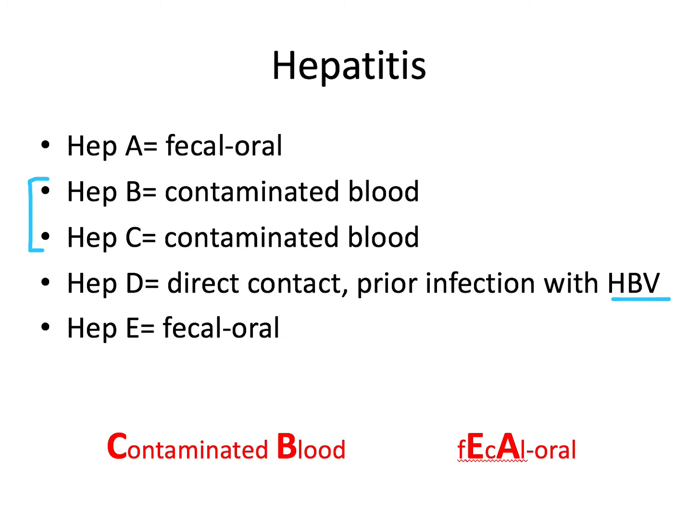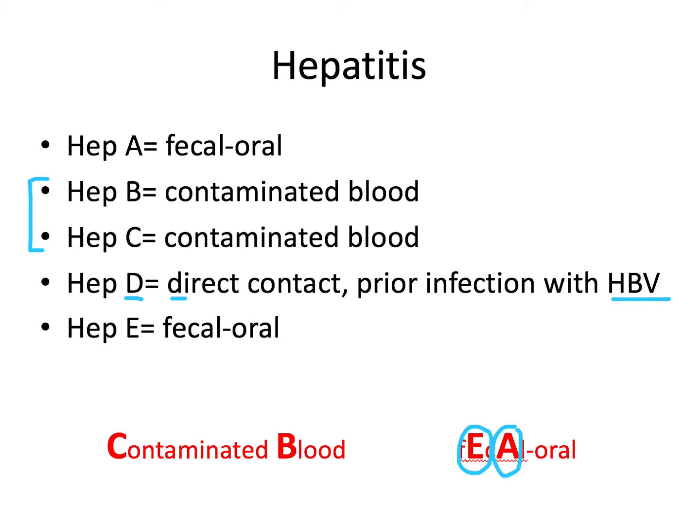There are 3 memory tricks I have to help you remember these 5 routes of transmission. The first one is pretty easy. Hep D is transmitted via direct contact. So just remember D and D. A and E are both fecal-oral. And lo and behold, the 2 vowels in the word fecal are E and A. So that helps you remember that.